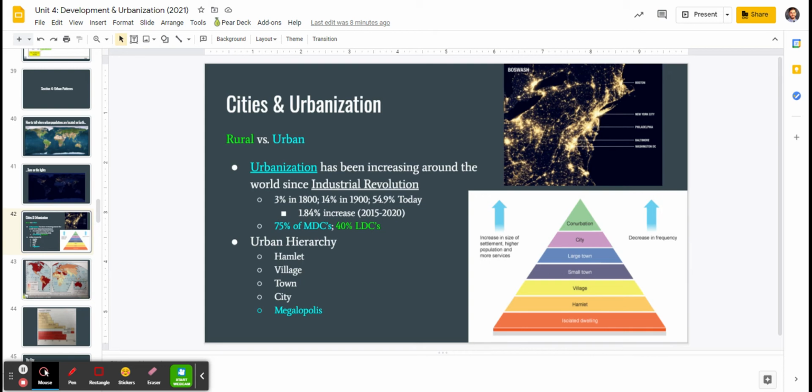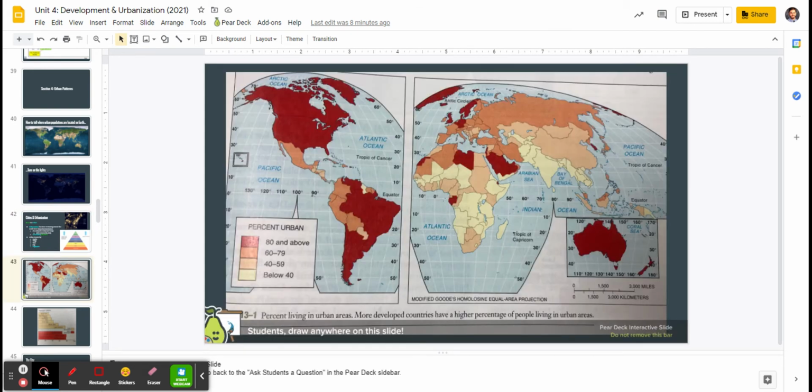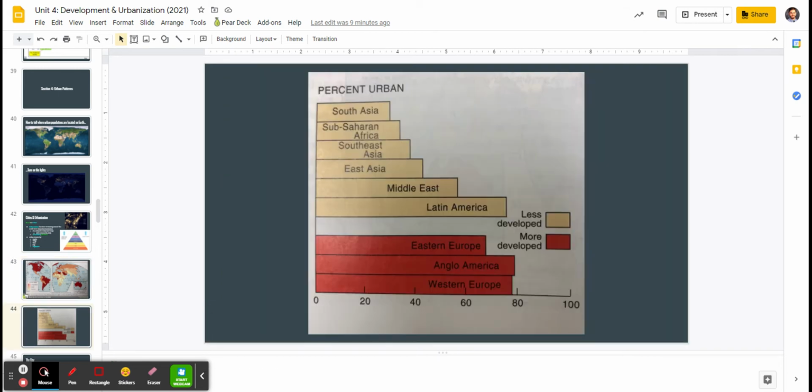All right, so just a quick map here to show you what's going on. Countries that are more urbanized tend to also be more developed. So we see the United States and Canada, as well as European countries. Some countries in Oceania and the like are more urbanized as they've industrialized as well.